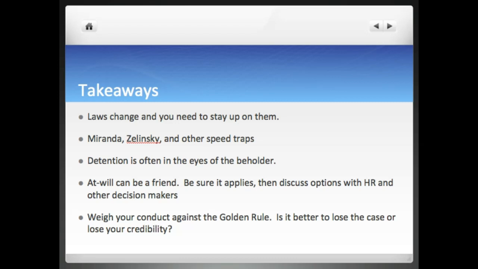Always weigh your conduct against the golden rule. Would you want this to be the way you were treated if you were under investigation? Is it better to lose the case or lose your credibility? Right? If you try to go outside the legal limits, you will lose your credibility. In some cases, the law may constrain you to the point where you just don't get to where you want to be at the end of that matter, and you don't get the right answer, and it's a cold case and it just falls to the wayside. It remains unsolved. Better to have that than to lose your credibility. Make sure you're always acting within the law.